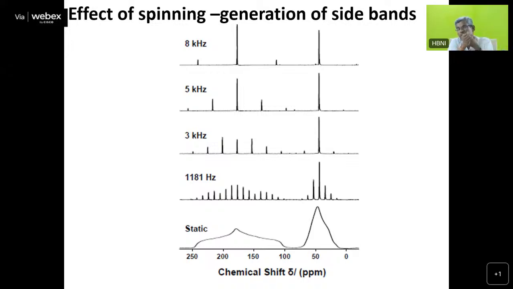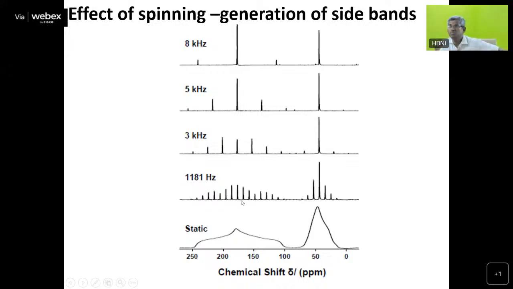Nowadays, simple programs are available: from the intensity of the sidebands, we can calculate the approximate chemical shift parameters, that is, sigma 11, sigma 22, sigma 33, sigma isotropic, etc. So how it changes as the molecule changes, all those things can be monitored using this software, by analyzing these sideband patterns.